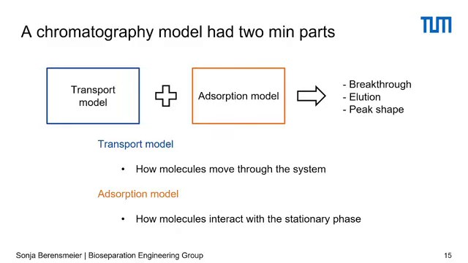The transport model is going to focus on how the molecules move through the system, while the adsorption model is going to focus on all the interaction of the molecule with the stationary phase, so the surface of the molecule. So the molecule moving through the column, moving into the particles, moving around inside the particles, this is all the transport model. The adsorption model, that is going to focus on how the molecules interact with the surface of the stationary phase.